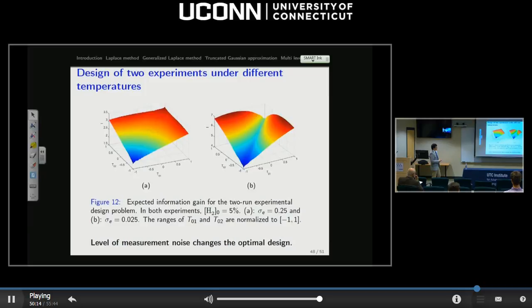However, if you can decrease the measurement error, the information gain you get will be different. So the best experiment, the maximum information, is at the point where you have the highest temperature for one experiment and almost the lowest temperature in the second experiment. This is to tell you that the measurement error actually changes your choice for the design.